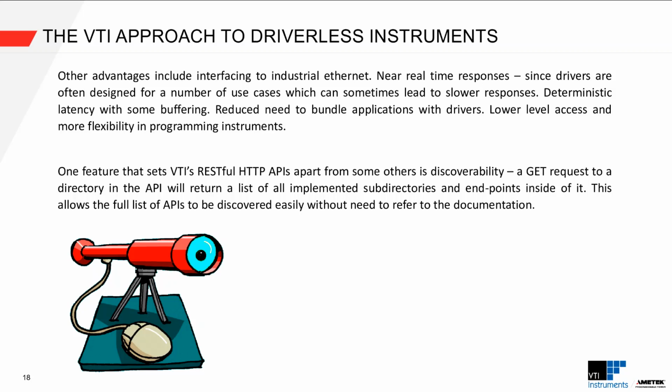We've added a little bit more to this. With our REST API, and it's a standard that we're pushing to be added to everything, what we have is something called discoverability. So you send a GET request to a directory within that web API, and it's going to return a list of all the implemented subdirectories and endpoints inside of it.